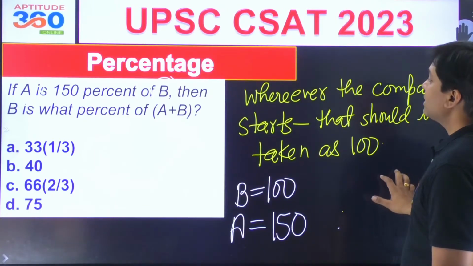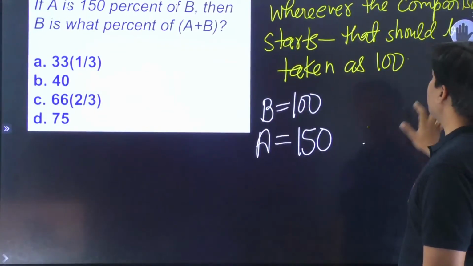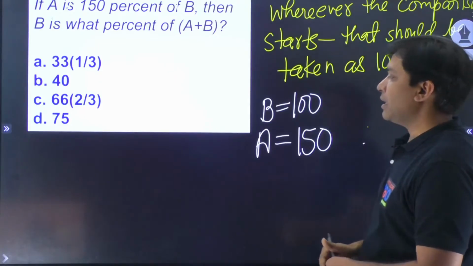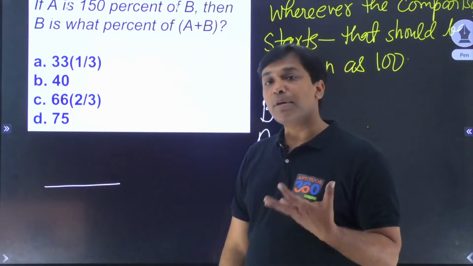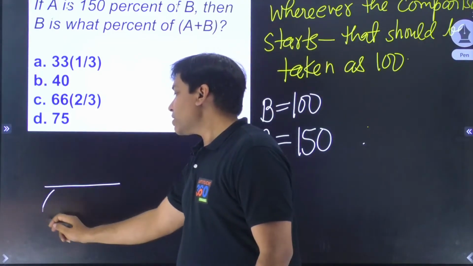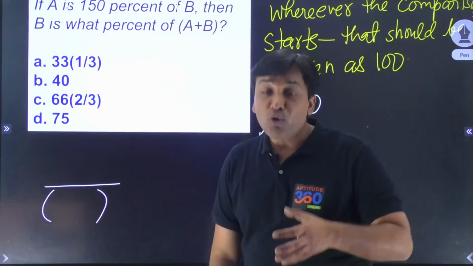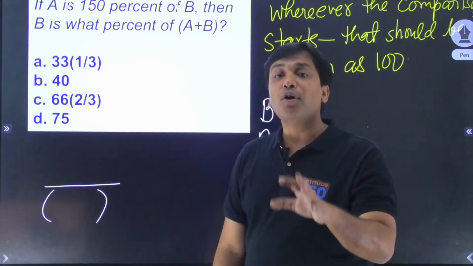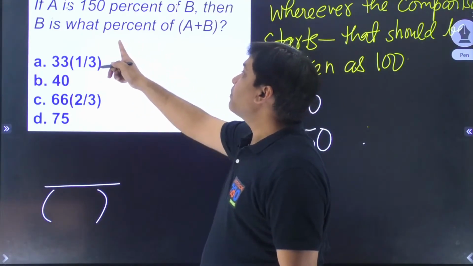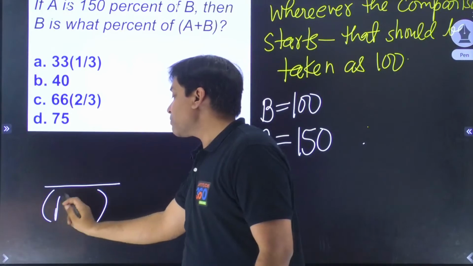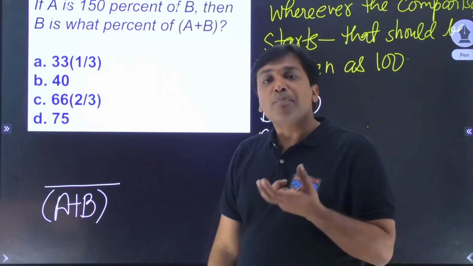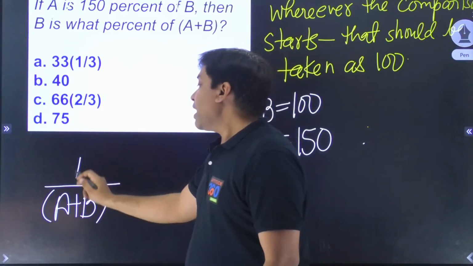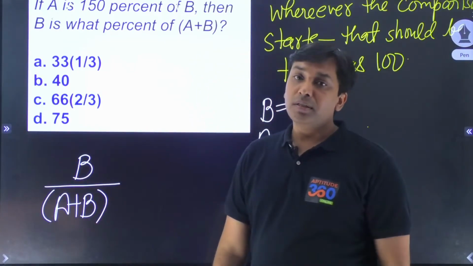Understand this. जैसे ही प्रॉब्लम आपसे पूछे कि B is what percent of A plus B, आप क्या करते हो? Whenever you have to write percentage change, the value with which you're doing the comparison from should be written in the denominator. B is what percent of A plus B, so A plus B will go down in denominator. And since you are comparing B with A plus B, B will be here in the numerator.